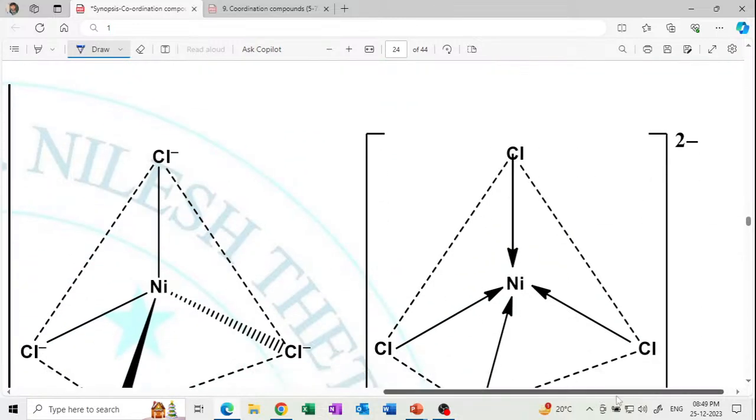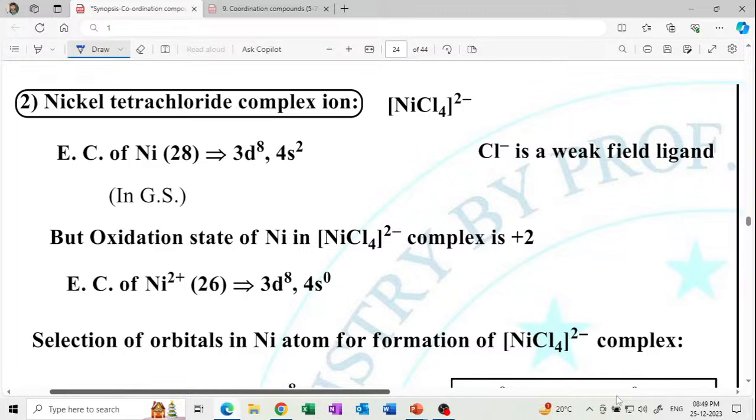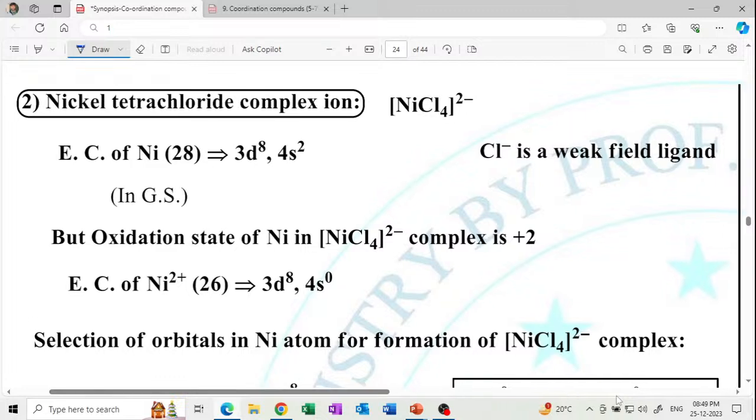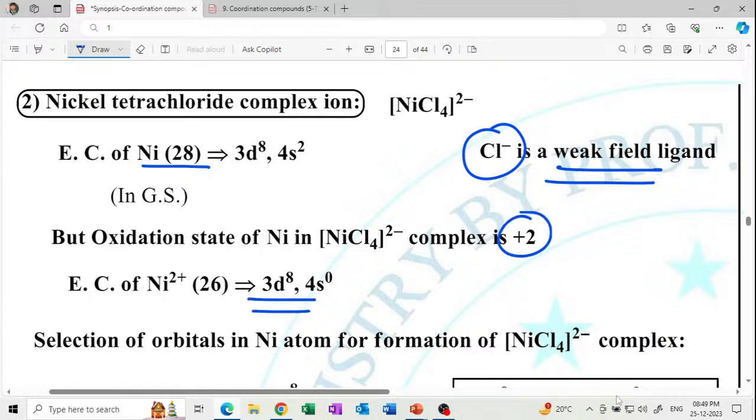Next example is [NiCl4]2-. It is the same. Nickel's electron configuration is 3d8 4s2. Cl minus is a weak field ligand. So now Cl is a weak field ligand. So what is the oxidation state of nickel? In [NiCl4]2-, nickel is +2. So it is written this way, 3d8 4s2.